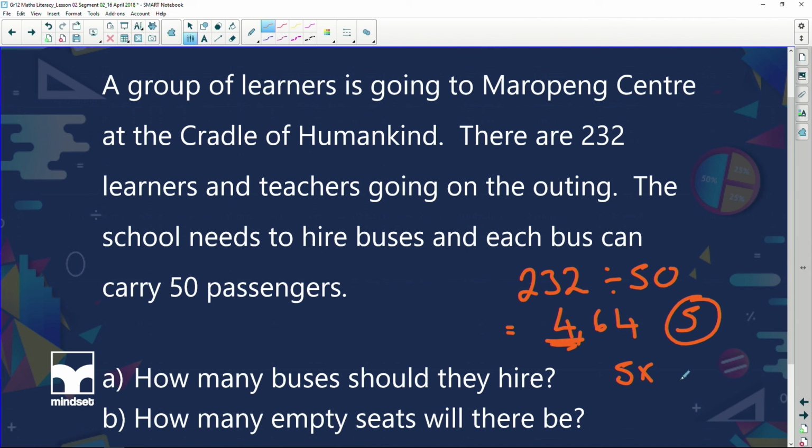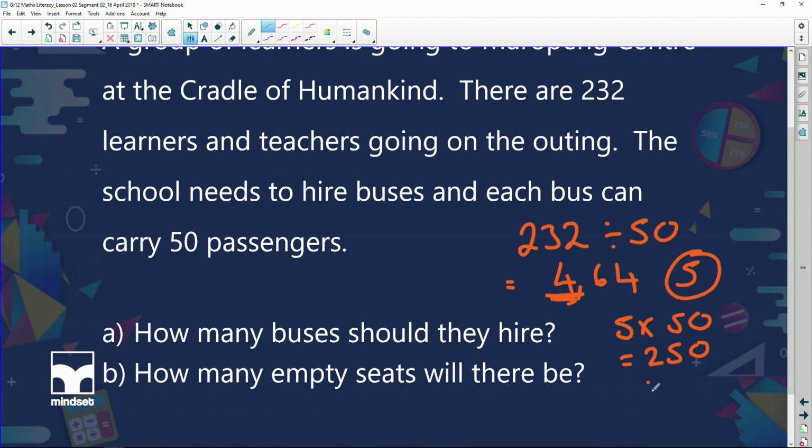Because 5 times 50 gives me 250. So I have place for 250 students. But I'm only taking 232. So how many seats do I have? I have 18 seats open.